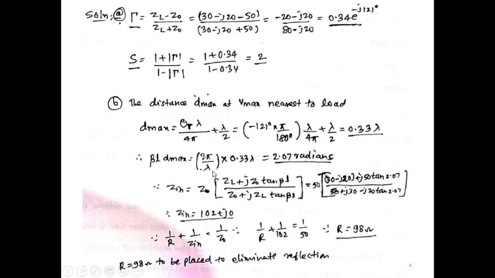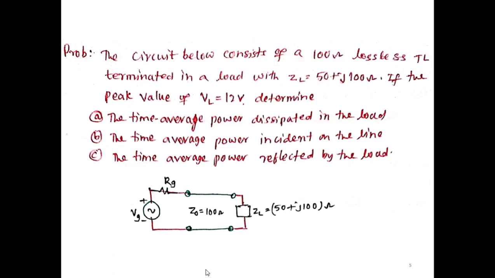Therefore, since R is in shunt with Zin, there is a parallel combination of these two, therefore this is equal to 1 by R plus 1 by Zin is equal to 1 by Z0. Substitute the value of Zin, that is 1 by 102, plus 1 by R, this is equal to 1 by 50. Therefore, if you simplify, you get R is equal to 98 ohm. Therefore, R is equal to 98 ohm to be placed to eliminate reflections on the transmission line.